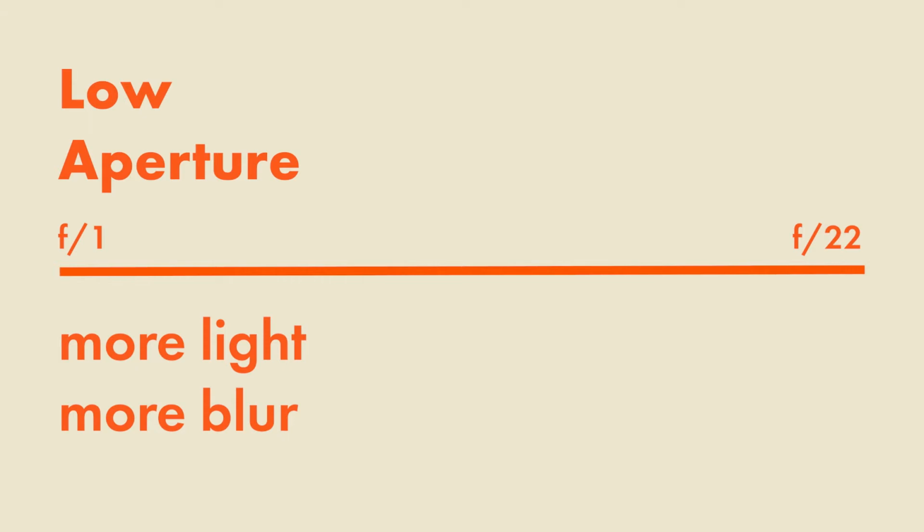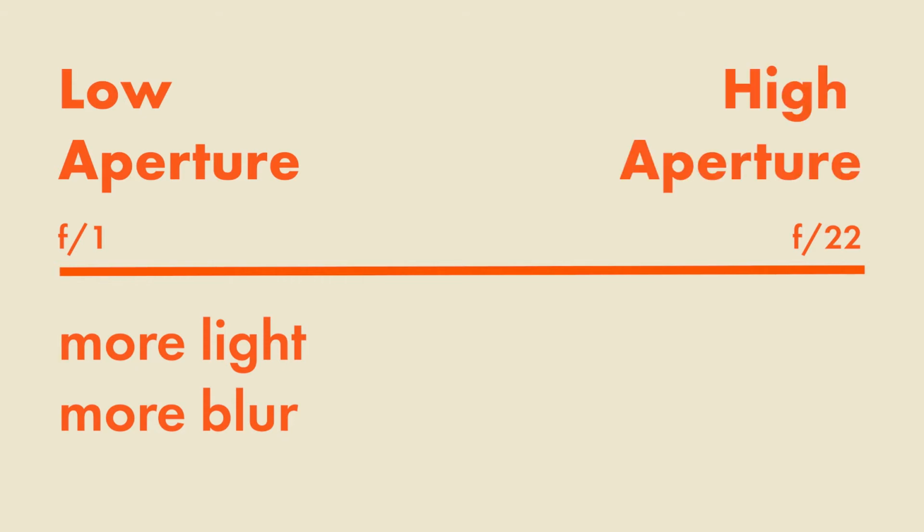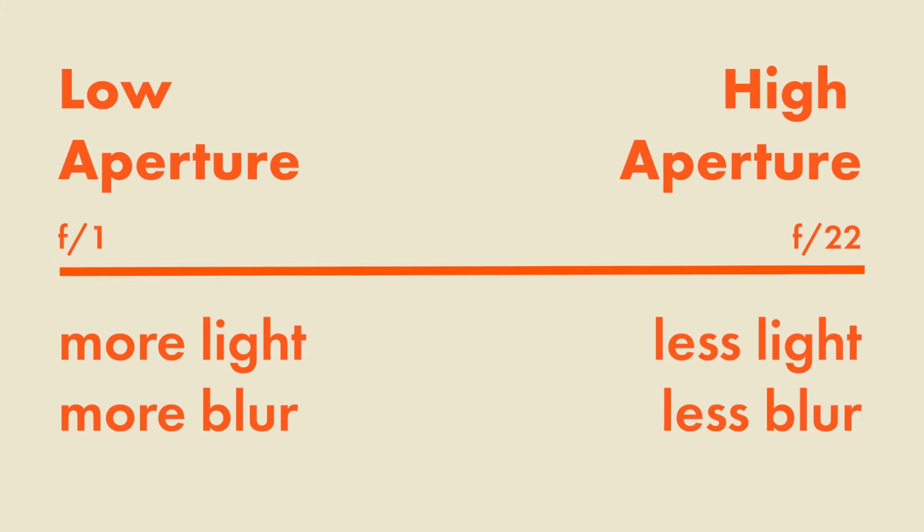Get your pencils out, ladies and gentlemen, because you want to take notes. Aperture. The lower the aperture number, the more light you get and the more background blur. But the higher the aperture, the less light you get into your camera and the less background blur.